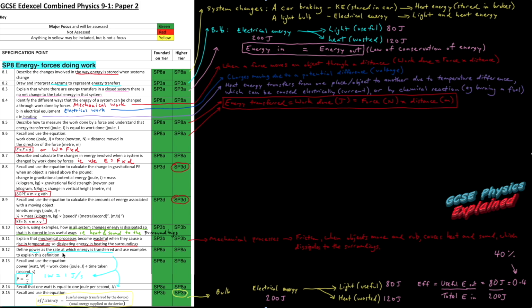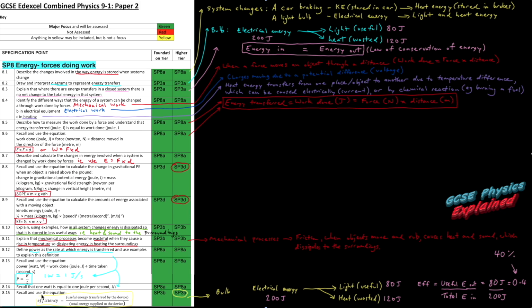Define power as the rate at which energy is transferred and use examples to explain this definition. For example, that ties straight in with this equation. The power equals energy transferred over time. Power is measured in watts and energy is measured in joules and time is measured in seconds. So 1 watt is equal to 1 joule per second. And there we go there. Recall that 1 watt is equal to 1 joule per second.